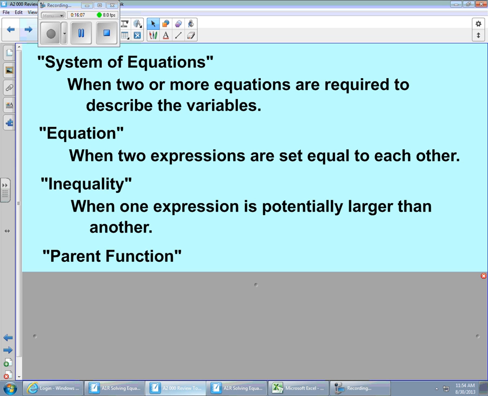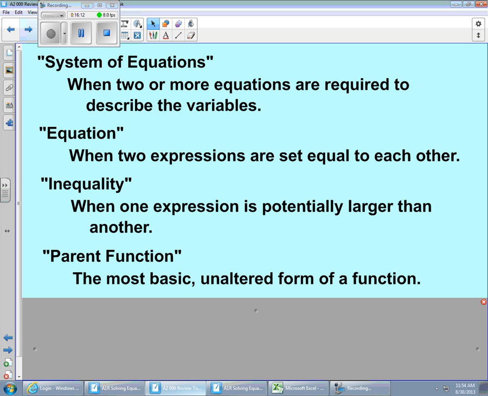Okay, parent functions, something we should have heard over the years. And basically speaking, a parent function is the most basic, unaltered form of a function. In plain English, that means that the graph, whether it's a line or a parabola or an absolute value, whatever it is, hasn't been disturbed in any way. It hasn't been vertically shifted. It hasn't been moved up or down. Hasn't been phase shifted, moved sideways. It hasn't been made steeper or shallower. It's not more vertical. It's not more horizontal.